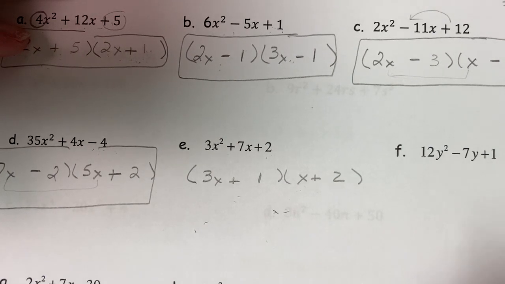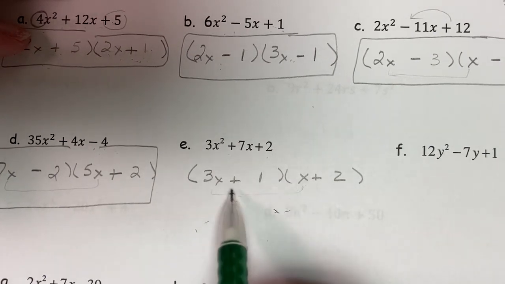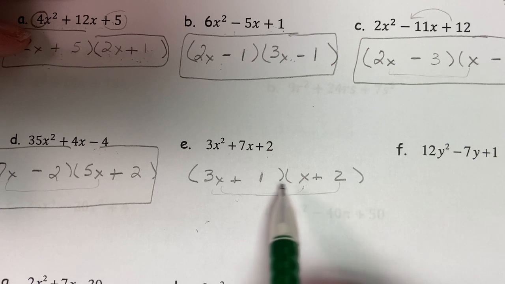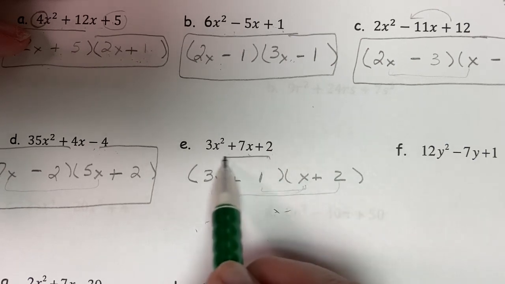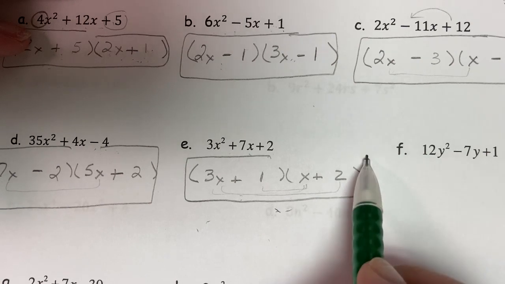Let's check that. So 3x squared. Outside, I get 6x. Inside, I get 1x. There you go. That's the 7x. So sometimes you guess wrong.